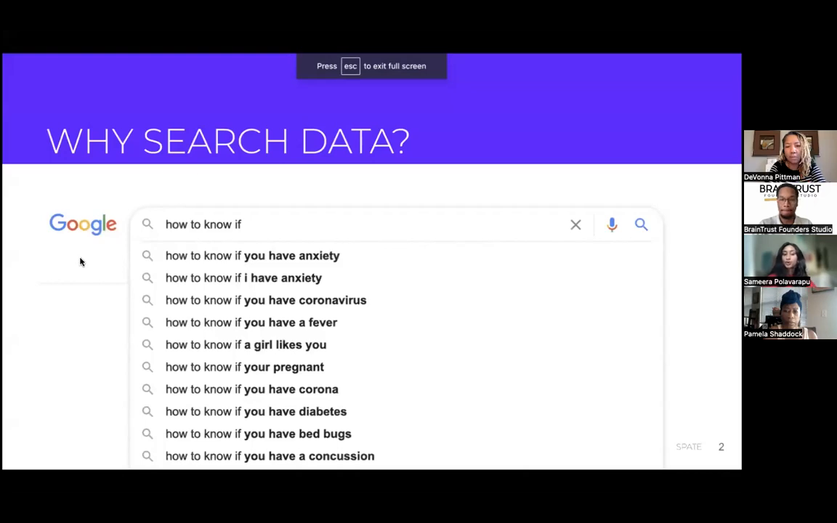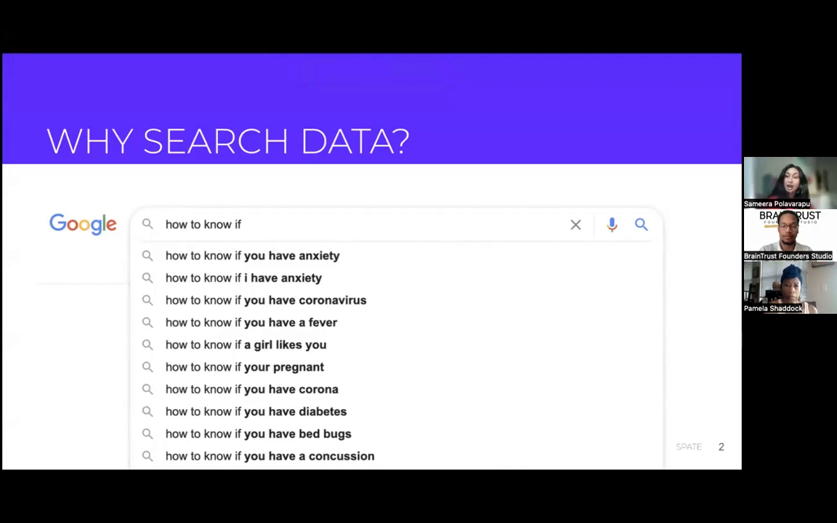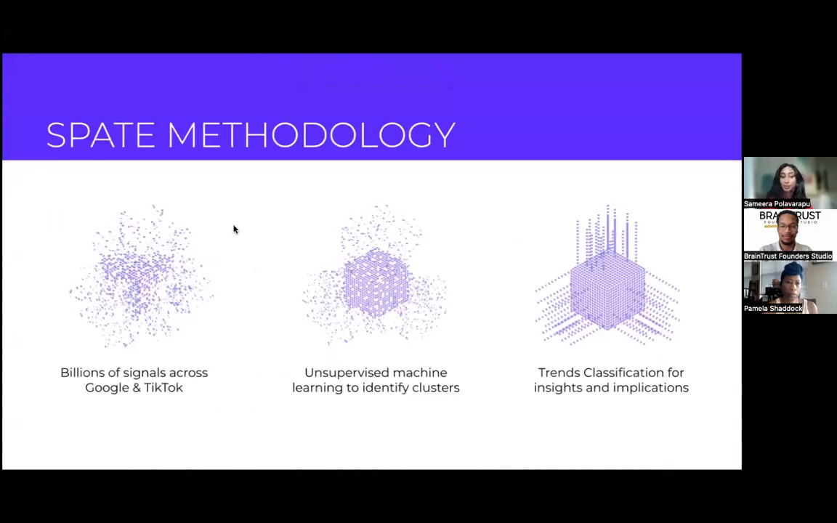So for those of you who aren't familiar with Spate, we were founded by two ex-Google employees, and during their time at Google, they got to see firsthand how honest people get with Google search about the things that they're curious about, concerned about, the problems they want to solve for. And because of that, they wanted to make this type of consumer insights data more accessible to a wide range of businesses. And so now today, what we do is we collect billions of signals across both Google and TikTok. We run them through machine learning algorithms, and we're able to see when a trend is speeding up, when a trend is slowing down, and how a brand or a stakeholder would be able to leverage that trend at a different stage of its life cycle.